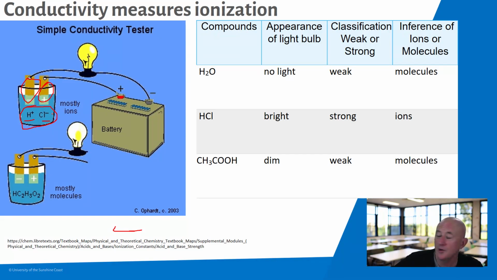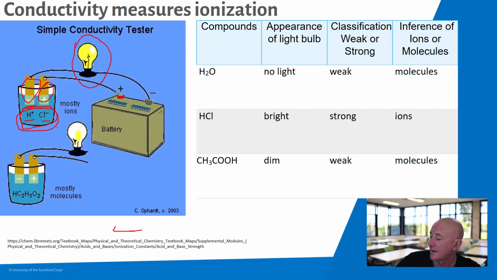Now when you do this experiment, if you put hydrochloric acid in water, or if you add HCl to water, and you do the experiment, what you see is that the light bulb is well and truly lit up here, indicating that HCl is for all intents and purposes completely ionized. It's all split up into H+ and Cl-.